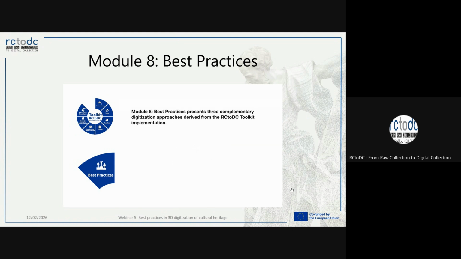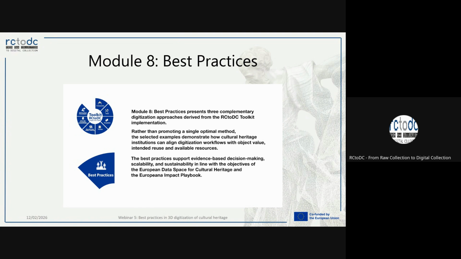Module 8, Best Practices, presents 3 complementary digitization approaches derived from the RCtoDC toolkit implementation. Rather than promoting a single optimal method, the selected examples demonstrate how cultural heritage institutions can align digitization workflows with object value, intended reuse, and available resources. The best practices support evidence-based decision-making, scalability, and sustainability in line with the objectives of the European Data Space for Cultural Heritage and the Europeana Impact Playbook.